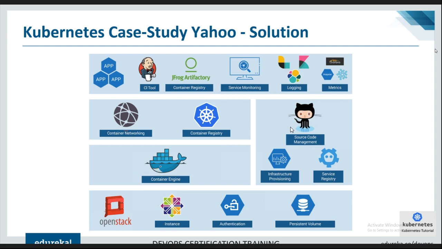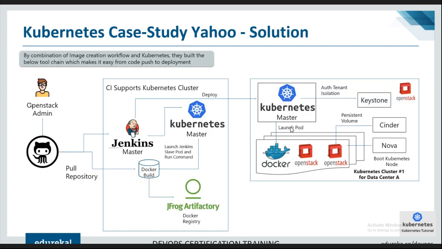So basically, in simple layman terms, suppose we have an OpenStack admin, right? Now they were connected to the entire Git repository, where any change in the code was fetched and pulled automatically by Jenkins servers, right? And then once the entire build was created, we use JFrog Artifactory as a Docker registry tool, and this can be pulled by the Kubernetes master, right?